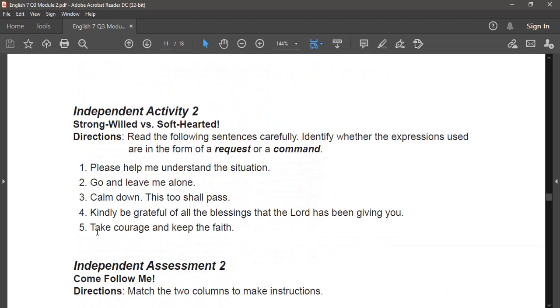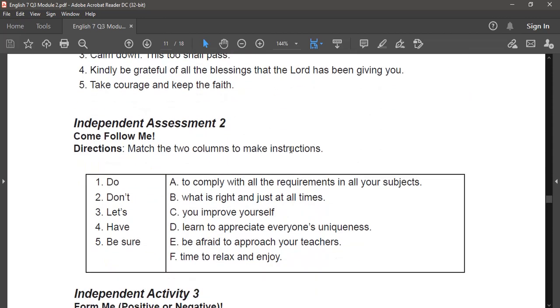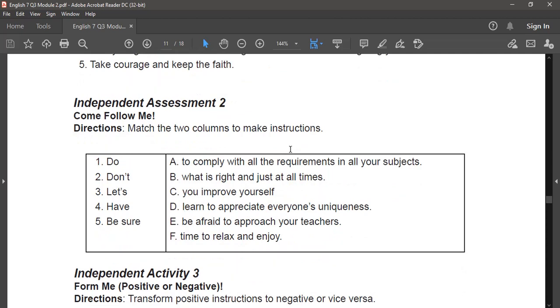Next, we have independent activity number 2. We have here the bold word, request or command. Try to analyze the sentence and identify if it is a request or a command. Nagre-request at nag-uutos talaga. Okay, so choices again, request or command. We also have here independent assessment number 2. Try to focus on this part.